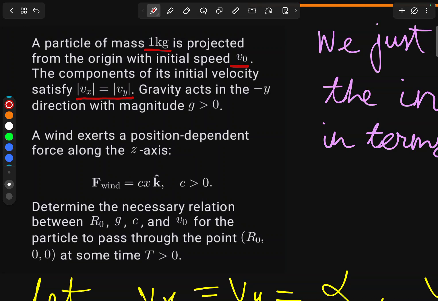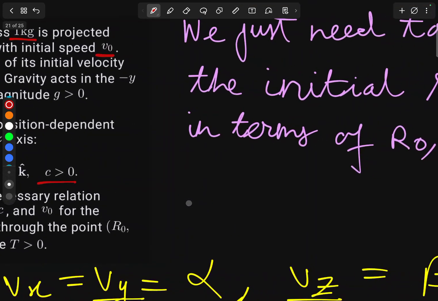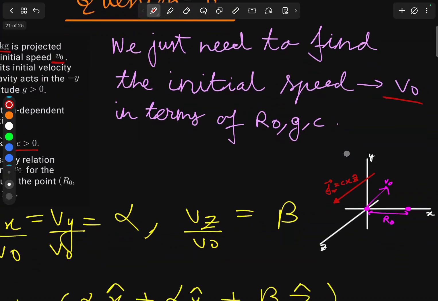Right, so how do we approach this problem? Now the thing is, we can just find out the v0, right? So we can just find out v0 or v0 square in terms of R0, g and C, and that's going to be a valid answer.